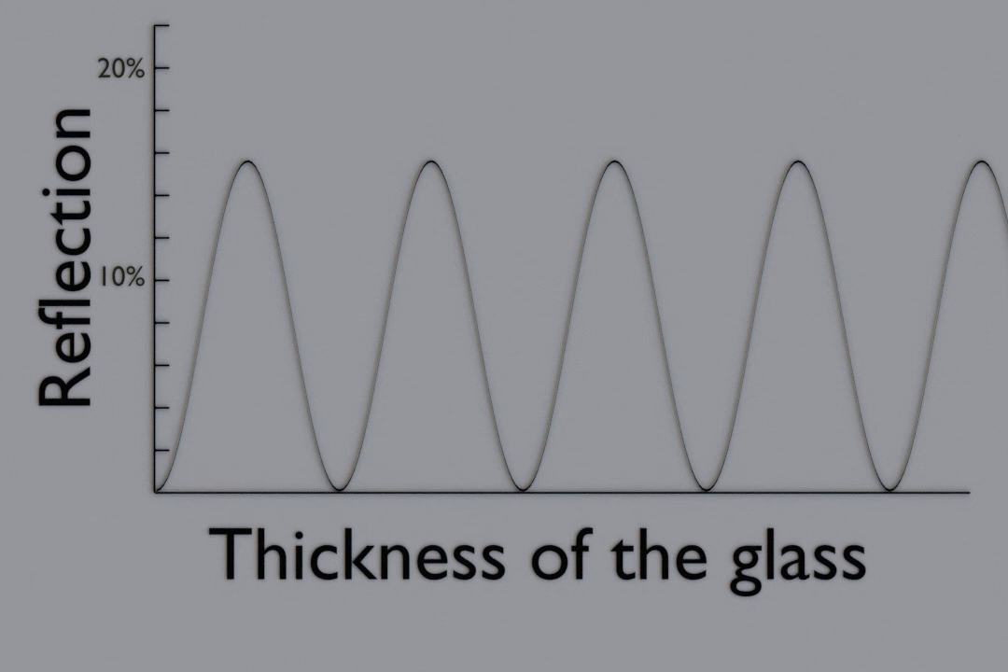As in the case of our glass in air, the chance that a photon reflects from the front surface is about 4%, and the chance that it reflects from the back surface is also 4%. But the sum of these lies between 0% and 16%, depending on the thickness of the glass.